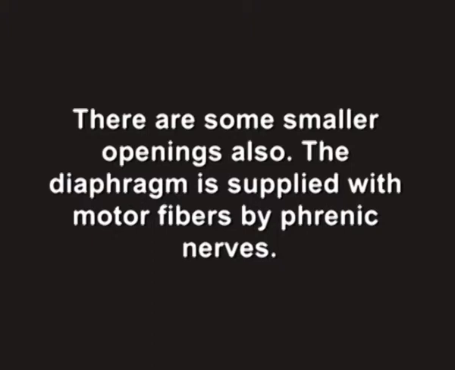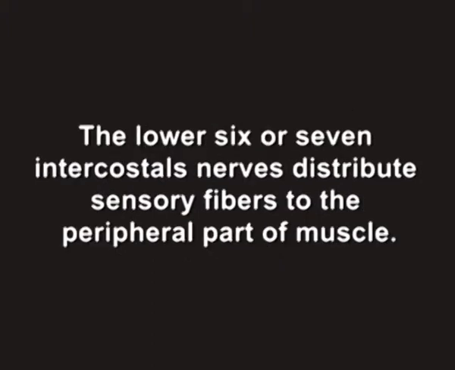The diaphragm is supplied with motor fibers by phrenic nerves. The lower 6 or 7 intercostal nerves distribute sensory fibers to the peripheral part of the muscle.